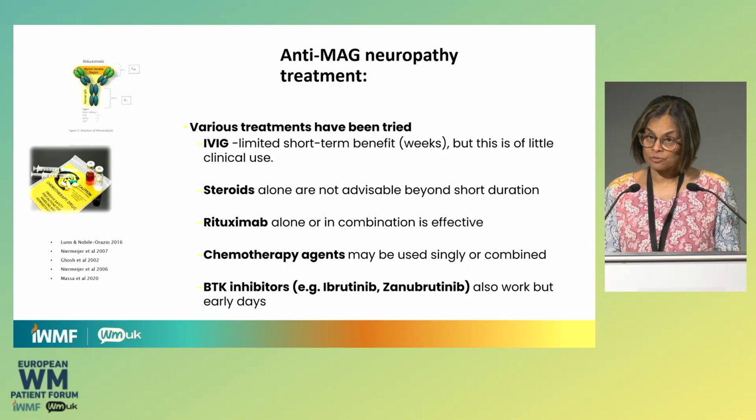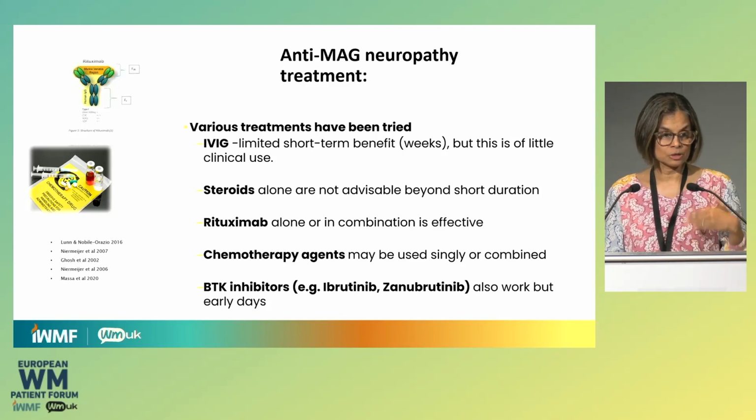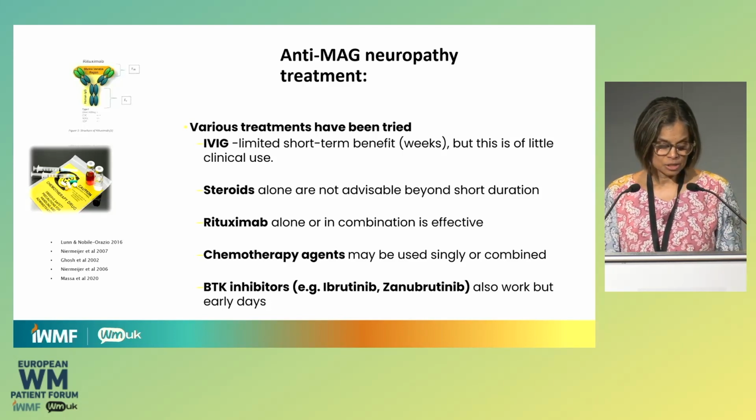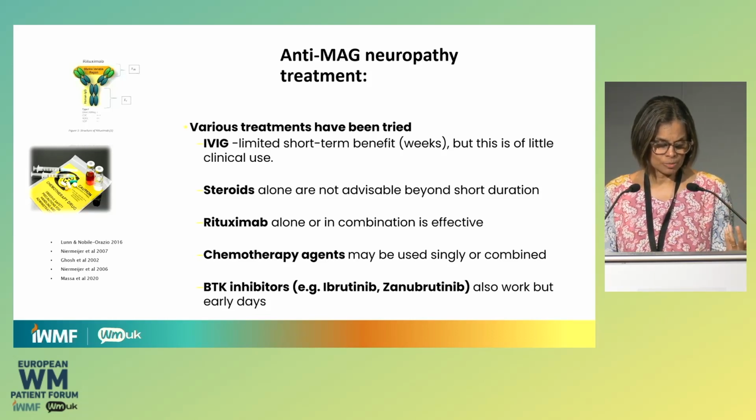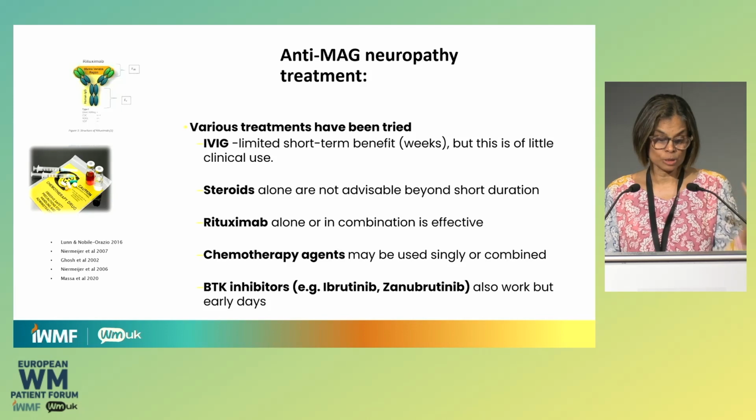Rituximab can be effective, but its use should be done under specialist guidance. And depending on the context, you may need to add chemotherapy agents if there's a lot of WM in the system, because there are more cells to contain. And BTK inhibitors like ibrutinib and zanubrutinib can also work.